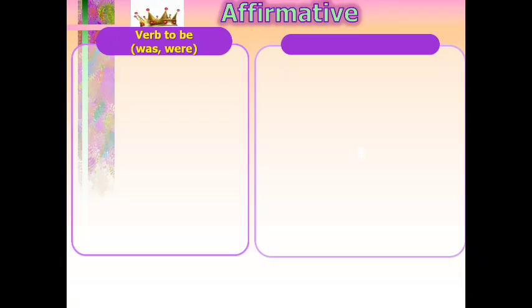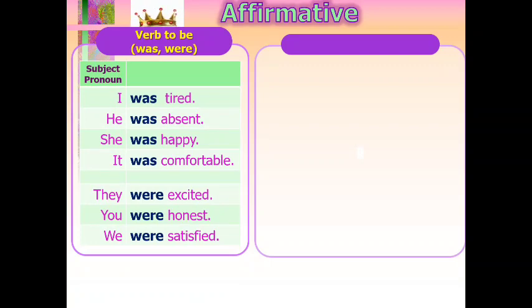The affirmative form. Verb to be, as we know, is a common verb in English and it is the king of all the verbs. The form of verb to be in the past is was or were, according to the subject pronoun. I was, he was, she was, it was, for the singular form. For the plural form, we use were. They were excited, you were honest, we were satisfied.